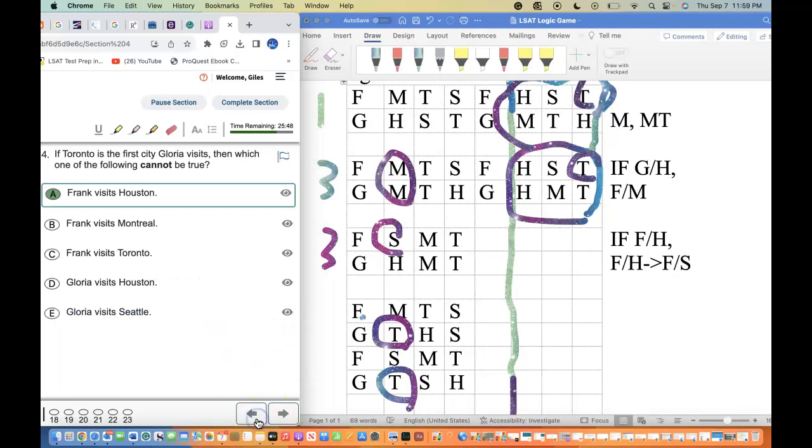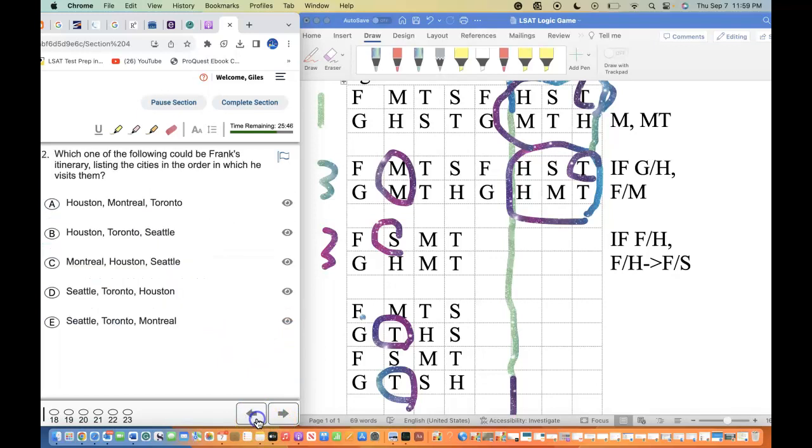Let's make sure we got all the answers. Okay, here's one that we left out. Which of the following could be Frank's itinerary, listing the cities in the order in which he visits them? Now, let's use the rules we have. Alright, Montrose, Toronto. It has to go Montrose, Toronto. It can't, so that one goes out the window. It can't go in that order as well. If Frank visits Houston, he has to visit Seattle. So it can't be going in that order.